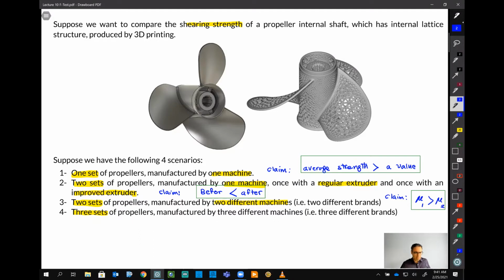And the fourth scenario is exactly similar to the third one. And then the claim can be that maybe machine 2 is better than machine 3 or machine 1, but machine 1 is better than machine 3, or something similar. Or in other words, there is a significant difference between these 3 machines. It can be anything. So these are the 4 scenarios, and these can be the possible claims.